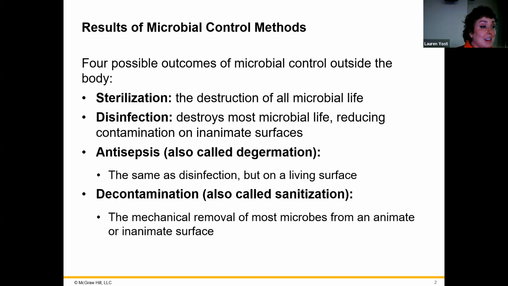All of that stuff is antisepsis. Okay, so it's the same thing as disinfection, but it is just for living surfaces. Then we have decontamination. So the difference of decontamination from disinfection.